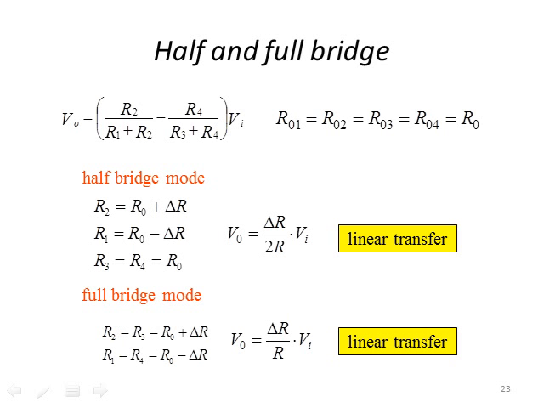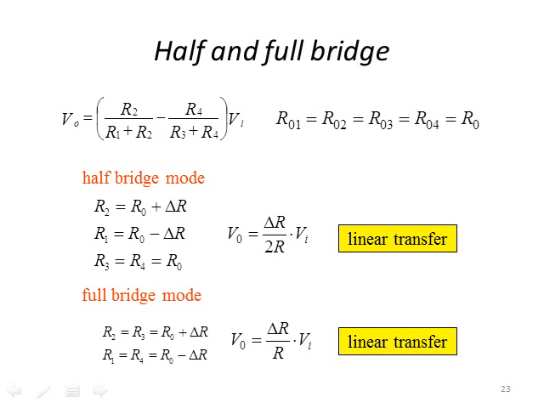Okay, then we go to a full bridge. And in this case, all the elements are changing. So in this case, 2 and 3 have a plus delta R, and 1 and 4 are going to have a minus delta R. Go through the algebra again, the transfer function is delta R over R times VI. We see this is linear. Again, that's an advantage. It has a higher sensitivity than both the half bridge and the single element bridge because we have 4 times the sensitivity of a single element bridge and 2 times the sensitivity of a half bridge.